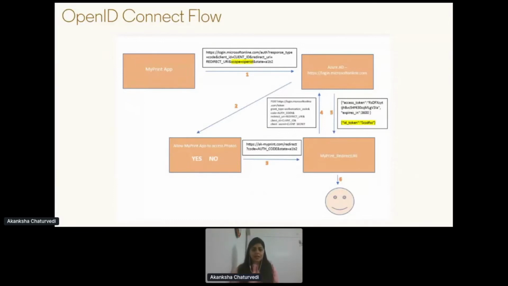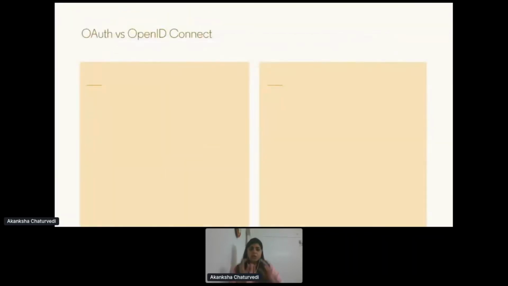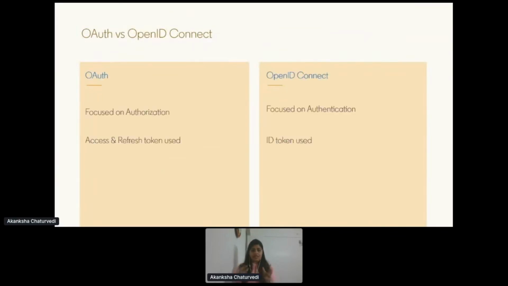So what exactly is the difference between OAuth and OpenID Connect? Now, OAuth is focused on authorization, whereas OpenID Connect is focused on authentication, and it does not cover anything about authorization. Also, OAuth uses access token and refresh token. On the other hand, OpenID Connect uses an additional token called ID token. So just to sum up all of this together, OAuth and OpenID Connect go hand in hand, and OpenID Connect is just an extension of OAuth.